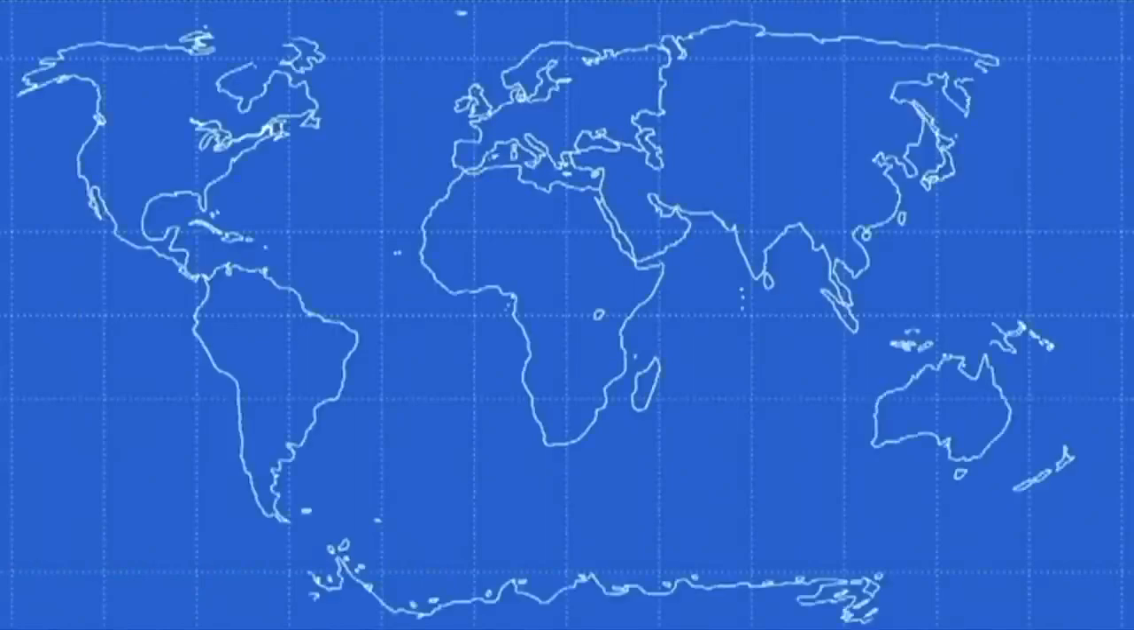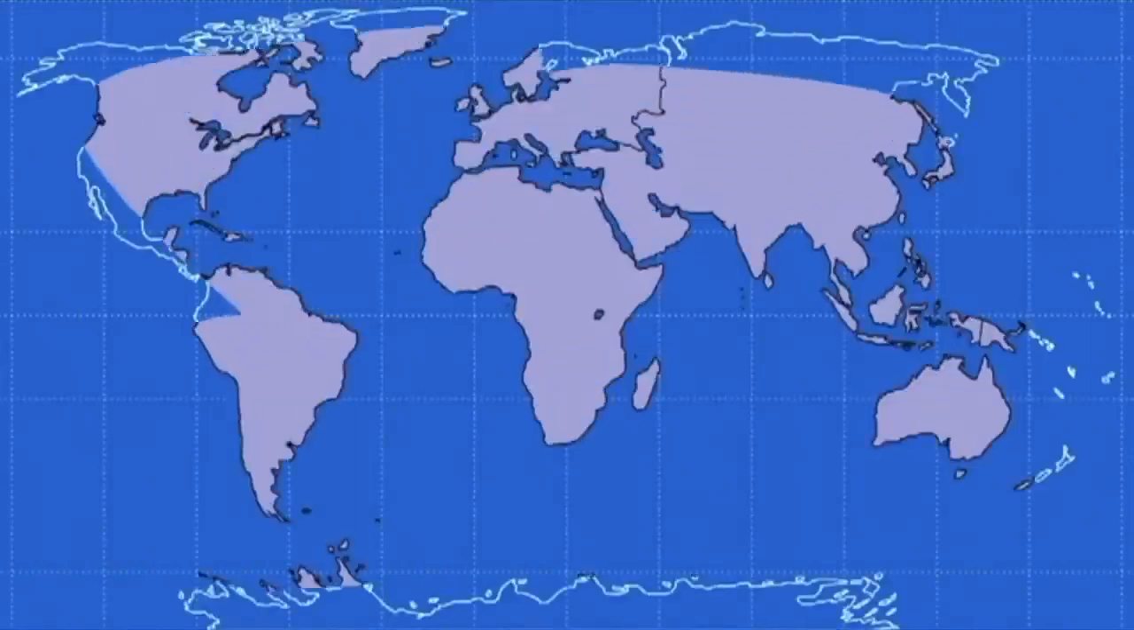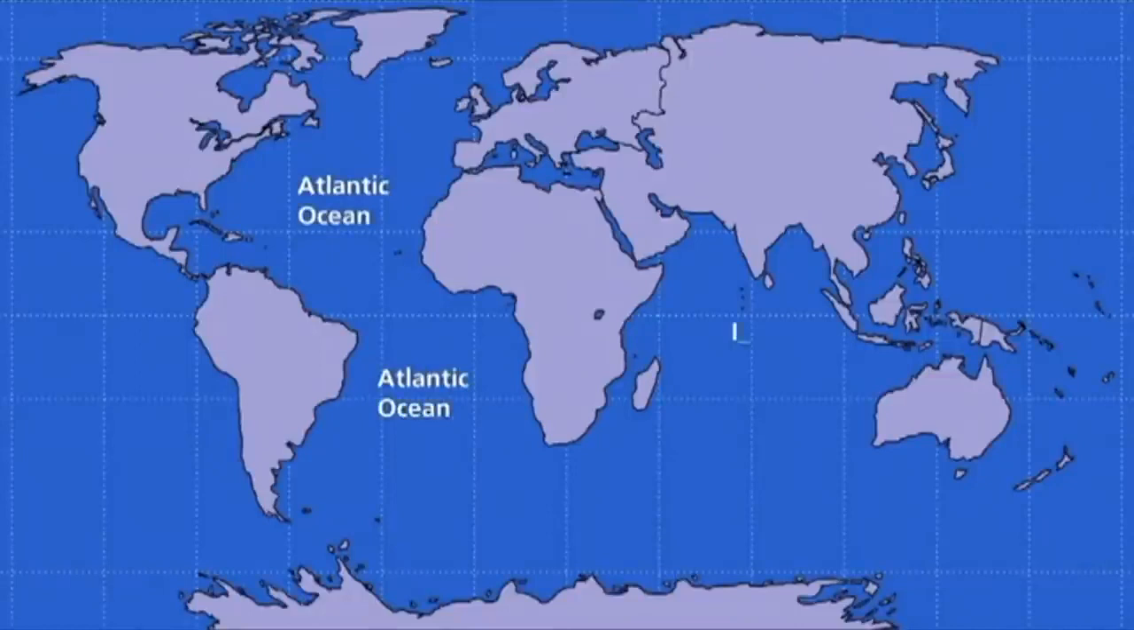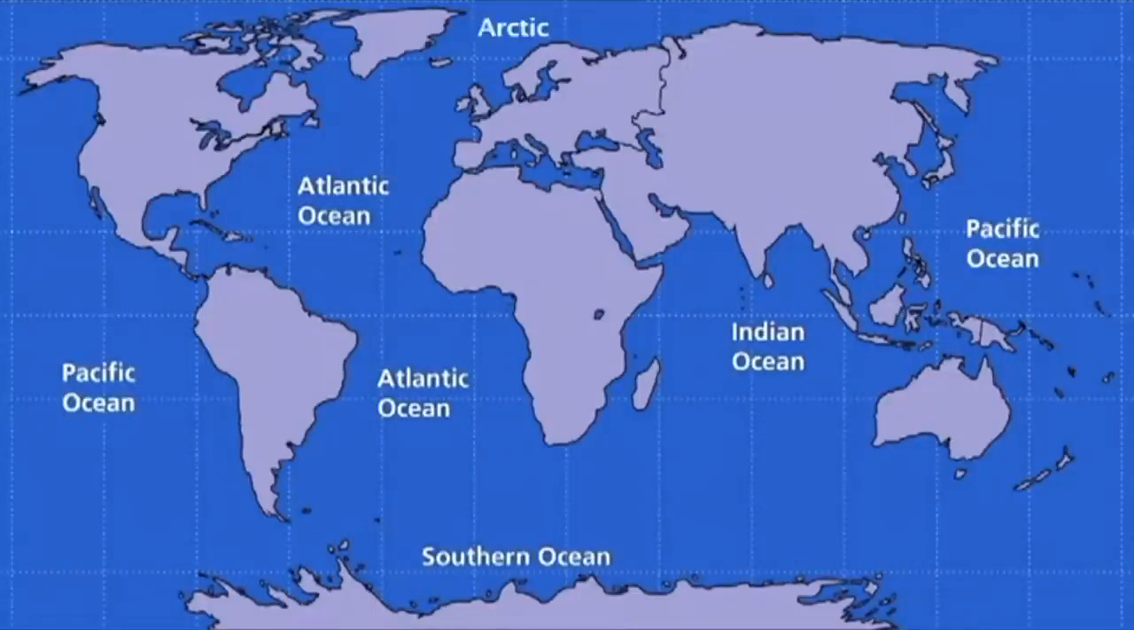But long ago, geographers divided up these waters into 4 separate oceans and named them: the Atlantic Ocean, the Indian Ocean, the Southern Ocean, the Pacific Ocean, and the Arctic Ocean. The Pacific Ocean is the largest. It's nearly twice as large as the Atlantic and takes up half of the entire surface of the Earth.